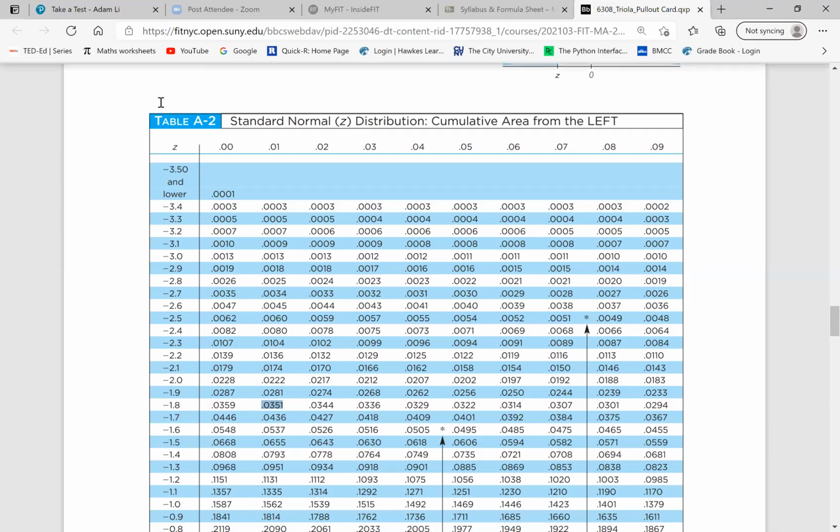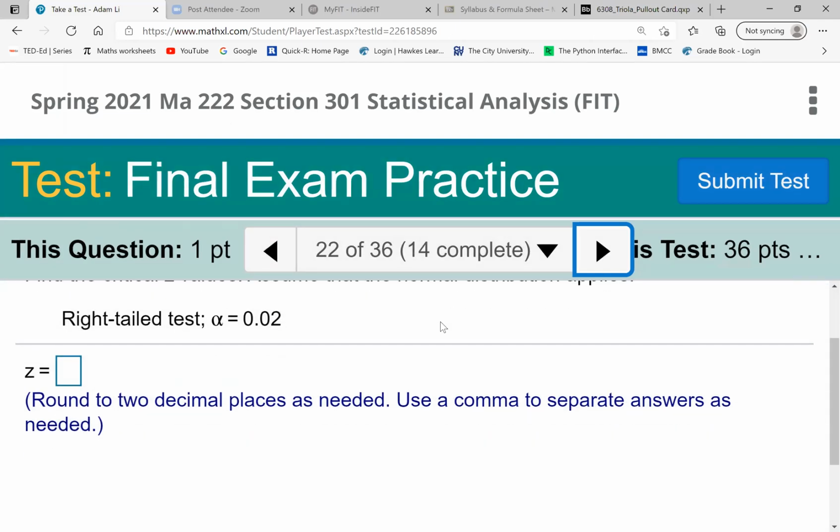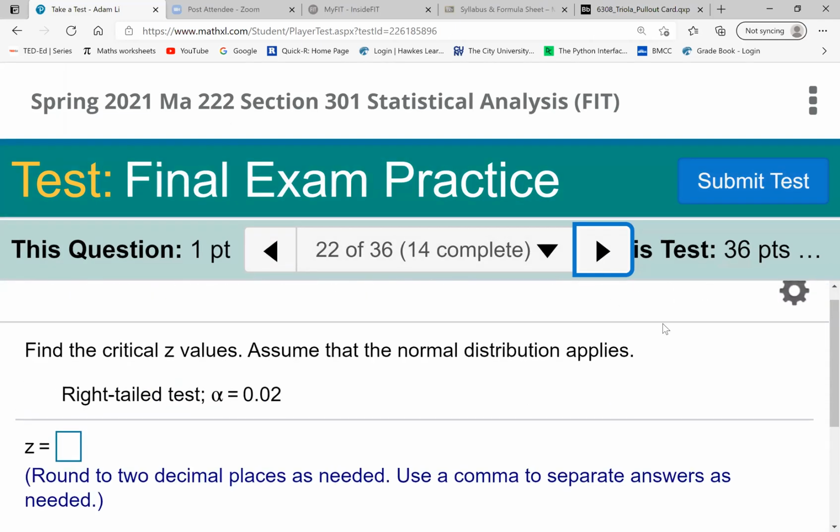Okay, let's look at question 22. Okay, right-tail test, alpha equal to 0.02. So this is another example. It's only one tail now. Right tail, and we know the area on the right tail is 0.02.